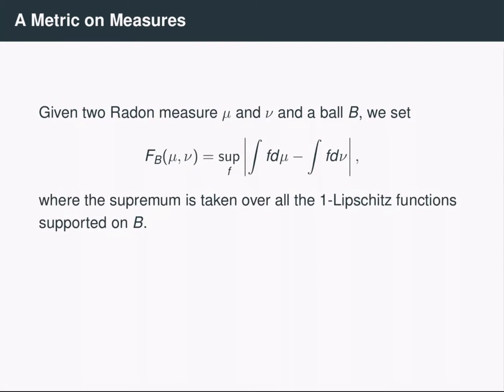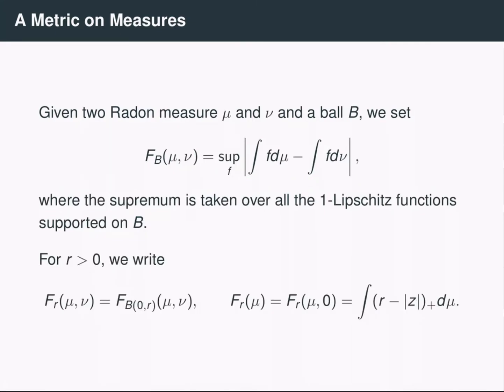So given two Radon measures mu and nu, and a ball B, we define the distance between mu and nu in the ball B, denoted F sub B of mu and nu, to be the supremum over all 1-Lipschitz functions supported in the ball B of the difference between the integrals of f with respect to mu and nu respectively. For any positive radius r, we'll use the shorthand notation F sub r to denote F sub B_0(r).